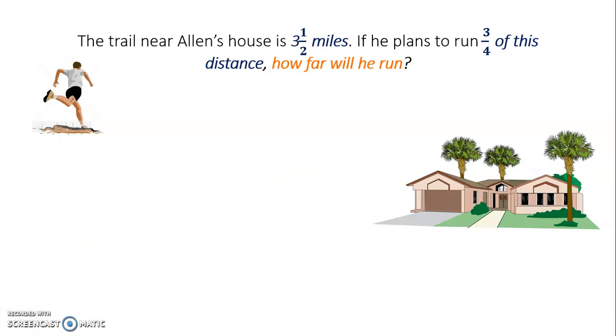Our next real-world scenario says the trail near Alan's house is 3 1/2 miles. If he plans to run 3/4 of this distance, how far will he run? Just a reminder that when we see "of this distance," that indicates that we are multiplying. We are finding a part of the 3 1/2 miles. So we're going to do 3 1/2 times 3/4.